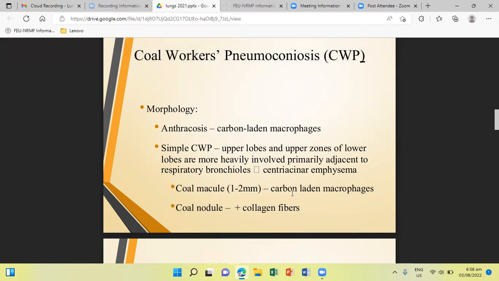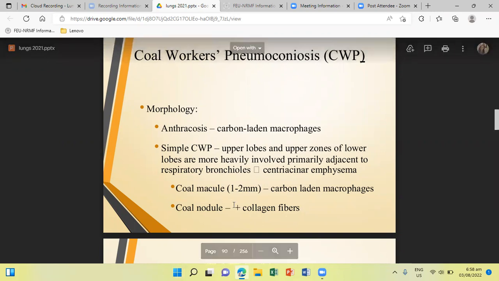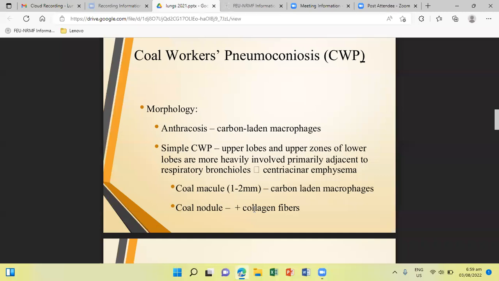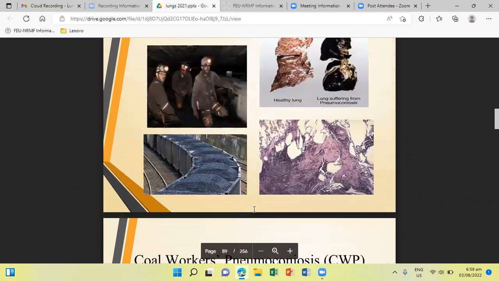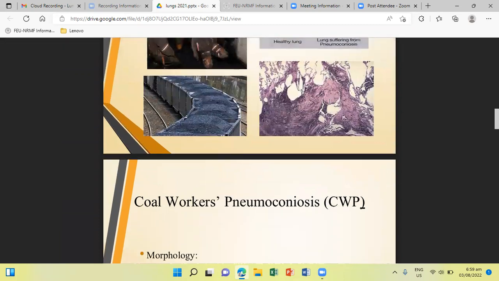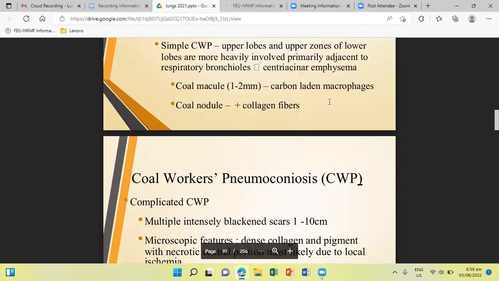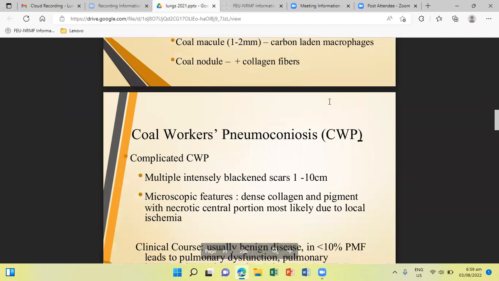Complicated coal workers' pneumoconiosis occurs usually on a background of simple disease and generally requires many years to develop. So the blackened scars started as a coal macule, eventually going into a coal nodule, may coalesce and form larger blackened areas, which may even reach around 10 centimeter in diameter. In the former image, as you can see, the lung is basically black. So that's an example of complicated coal workers' pneumoconiosis, where intensely black scars are expected.